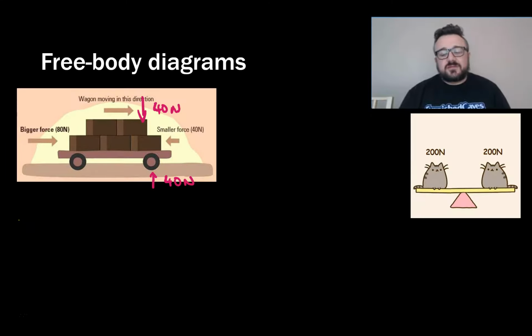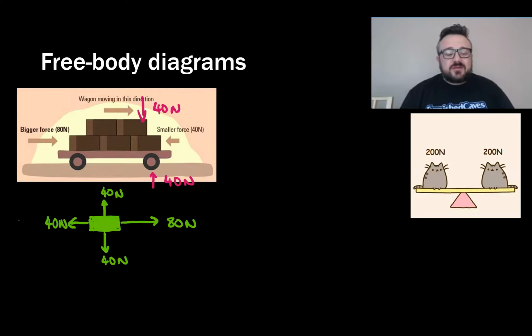So let's have a look at two. Okay, we've got Pusheen cat and we've got a wagon. Both of these are fairly common examples. Pusheen, not so much, but something sitting on a seesaw is. So this is our free body diagram. We've drawn a box. We have the floor pushing up. That's 40 newtons up, pushing down 40 newtons.